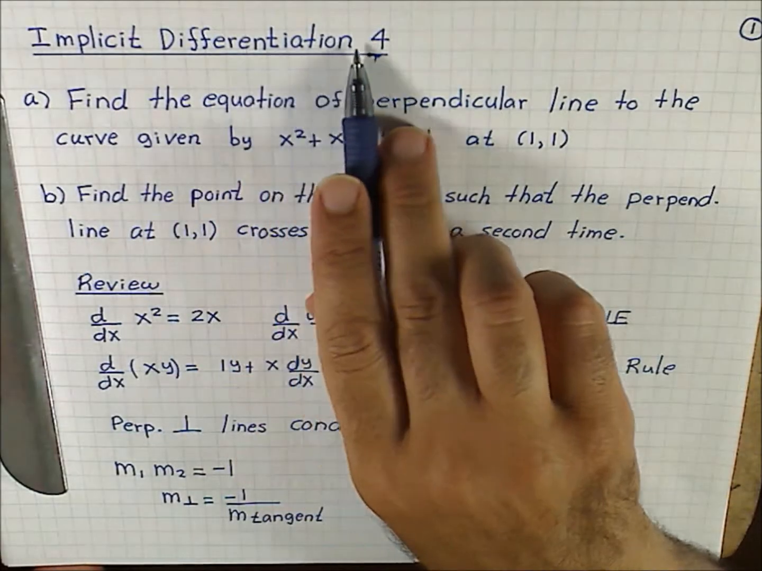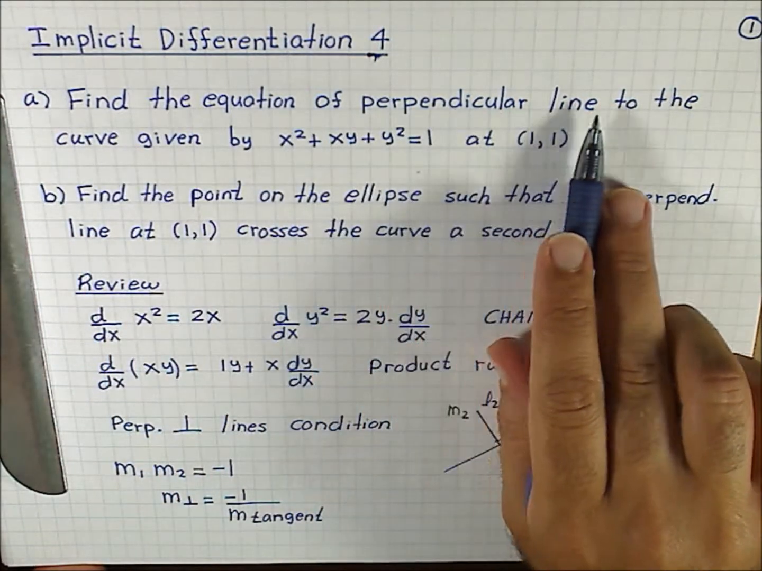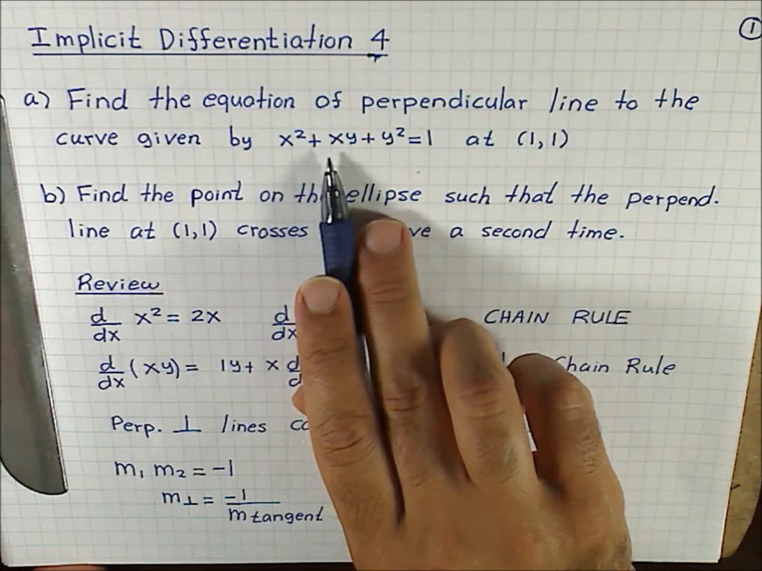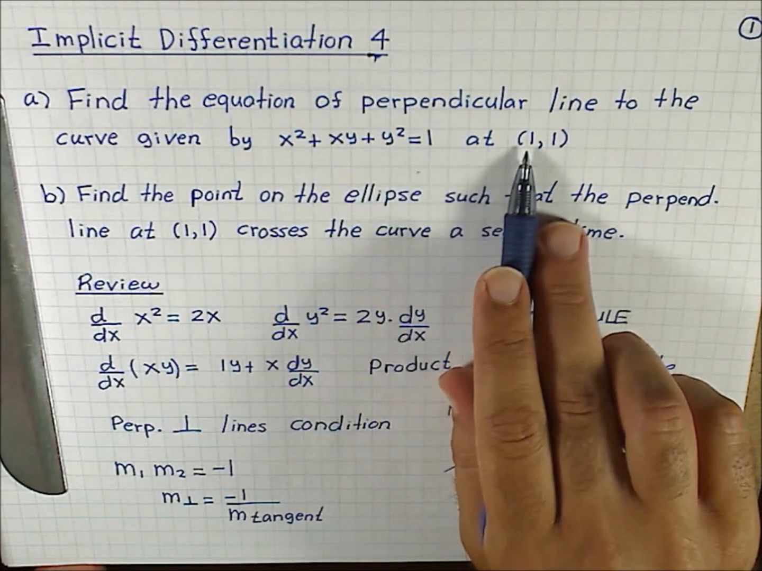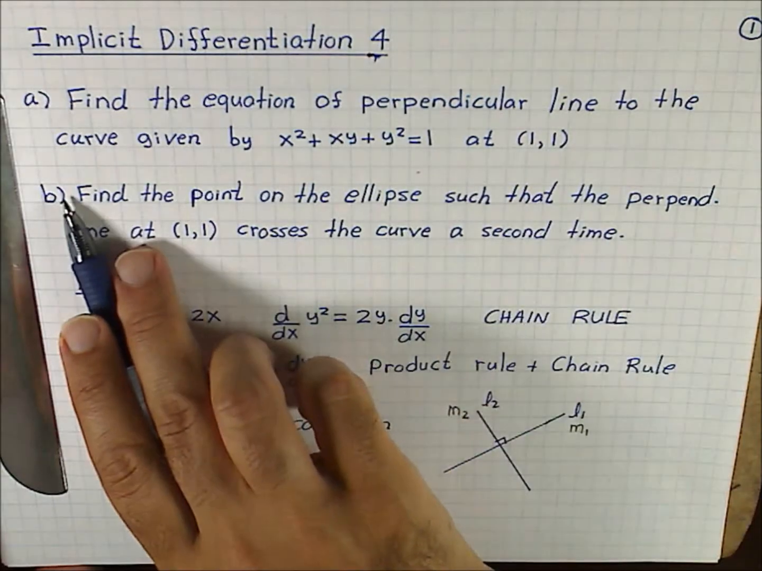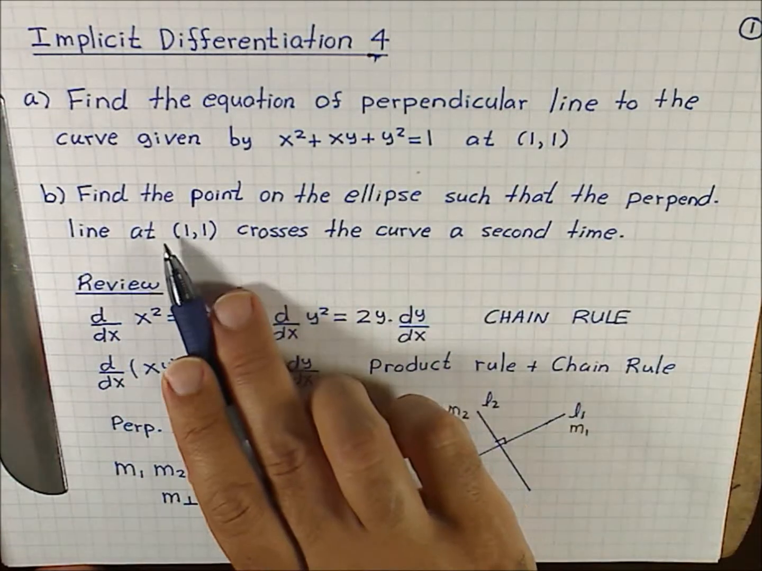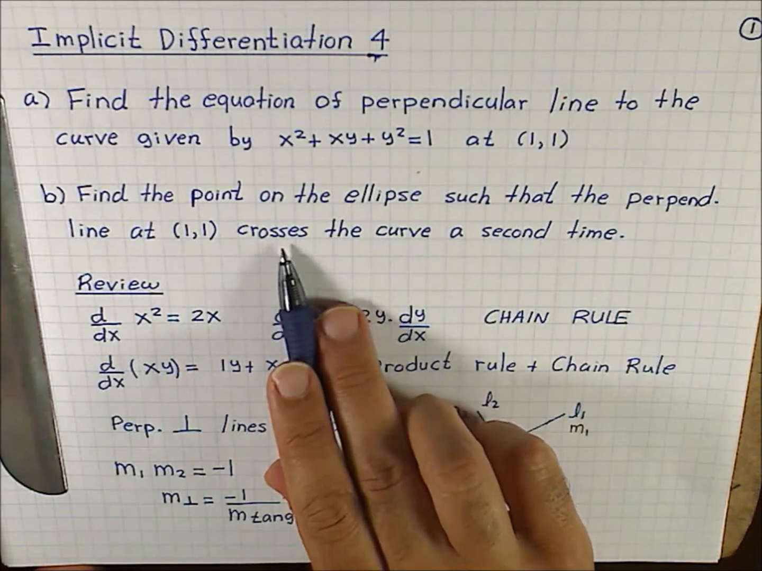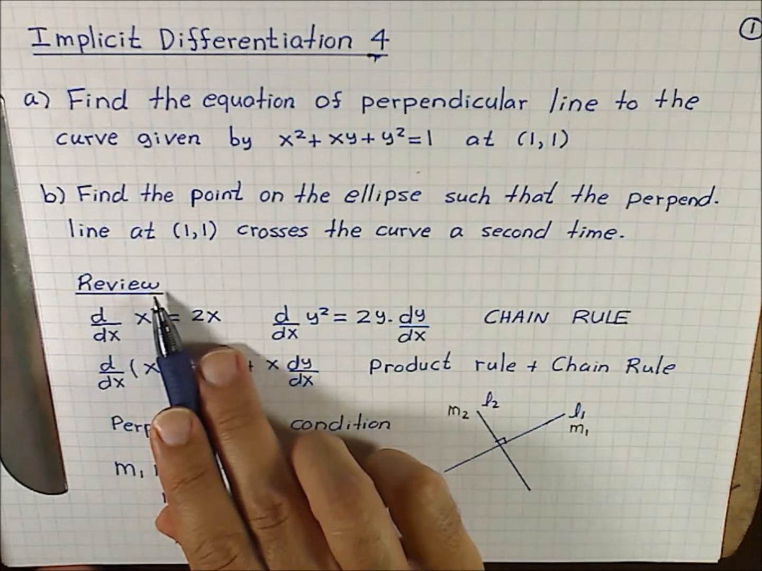Implicit differentiation 4. Find the equation of the perpendicular line to the curve given by x squared plus xy plus y squared equals 1 at the point (1, 1). Part B. Find the point on the ellipse such that the perpendicular line at (1, 1) crosses the curve a second time. Let's do a bit of review first.